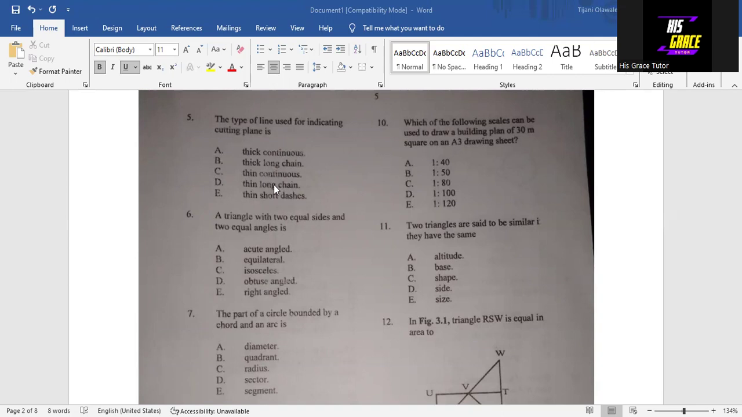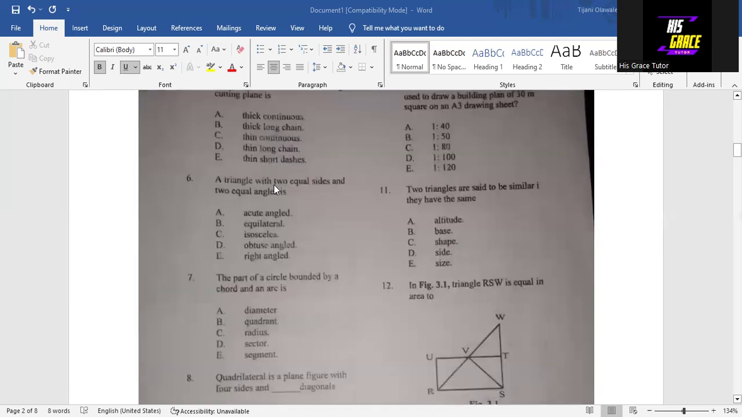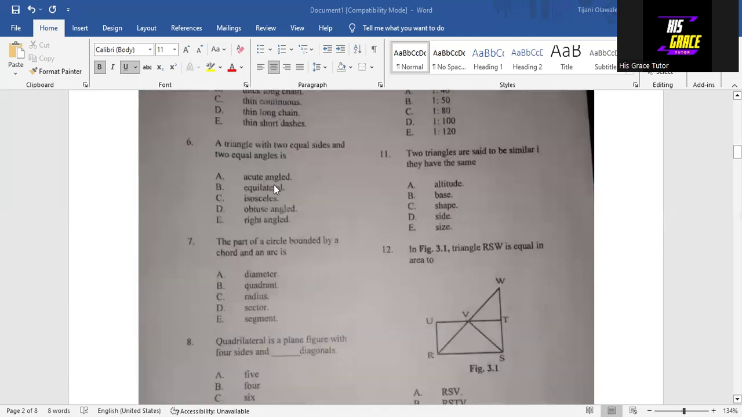Then question 6 says that a triangle with 2 equal sides and 2 equal angles is an isosceles triangle. Option C is the answer to that question. Then question 7 says that the part of a circle bounded by a chord and an arc is a segment. So the answer to that question is option E. Segment is the answer to that question.